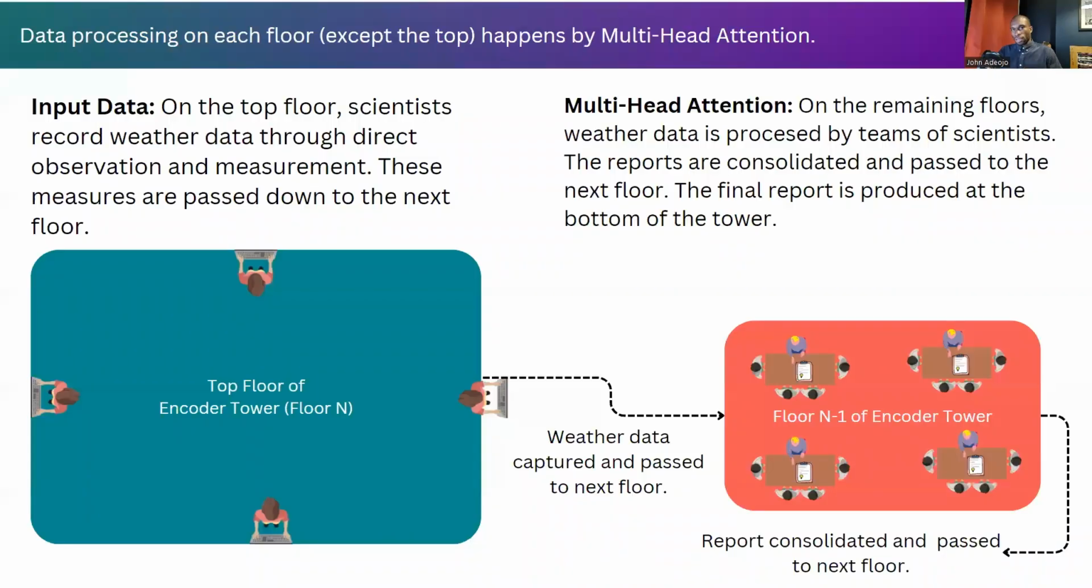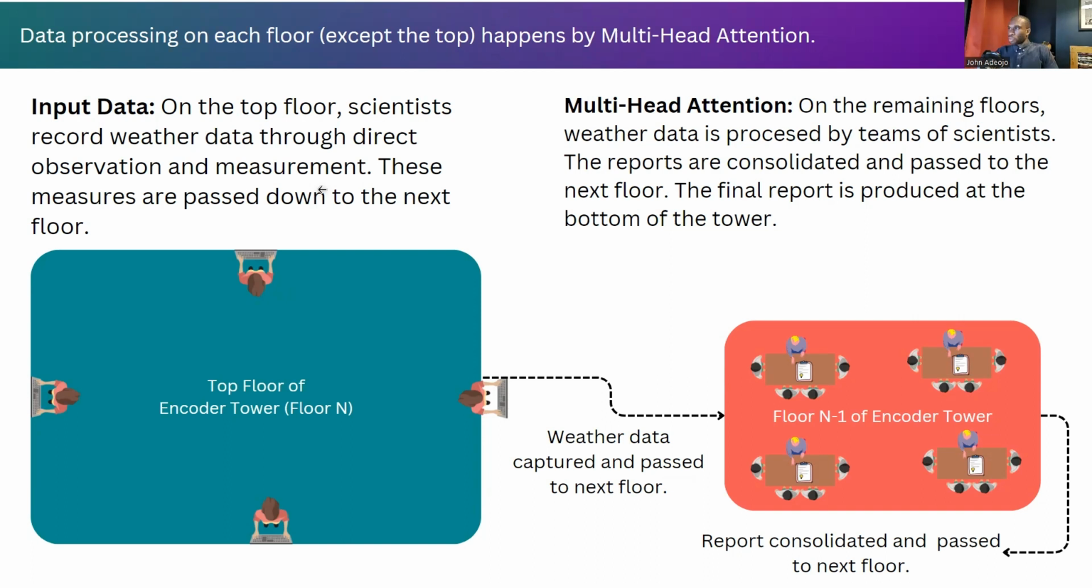Okay, so let's have a look at the actual operations within the encoder tower itself, right? So we've covered a general view of how the encoder tower works, and we've covered generally how it talks to the decoder tower, but what's actually happening across all of those floors? All right, so recall that every floor in the encoder tower is actually analogous to a layer in a transformer network in an encoder, okay? And we mentioned already the top floor is where we have a team of scientists with recording instruments that look out and record weather data, and they capture that.